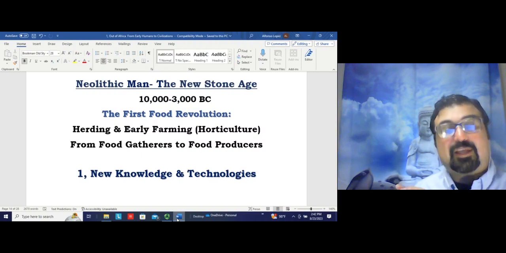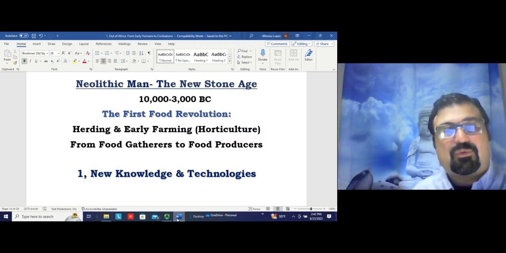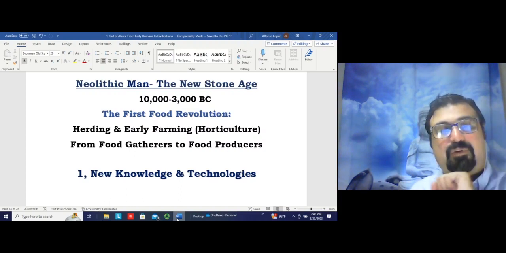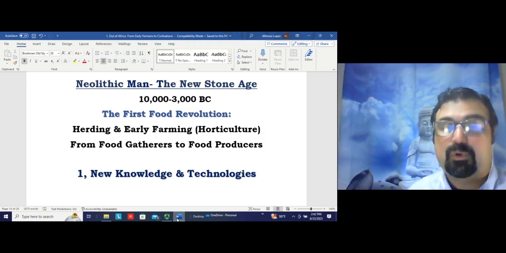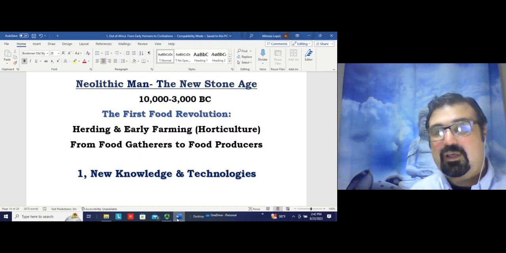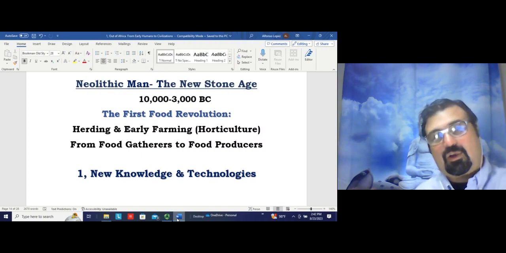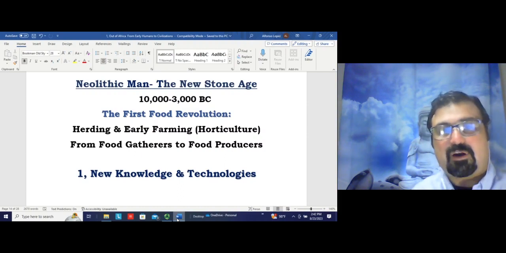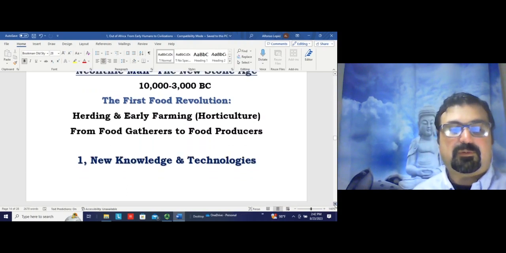So there is a transition. Again, the culture of the Stone Age people around the world is changing from being food gatherers to food producers. Again, they're now producing food in new, innovative ways. Again, like herding, for example, in early farming, creating the very, very first gardens in world history.